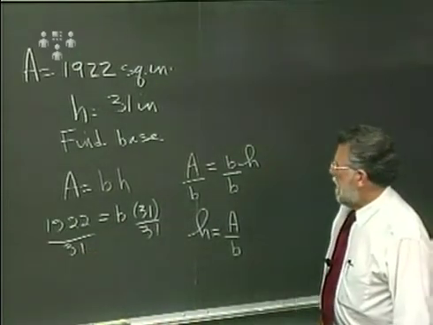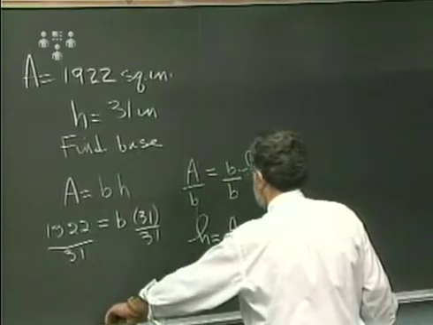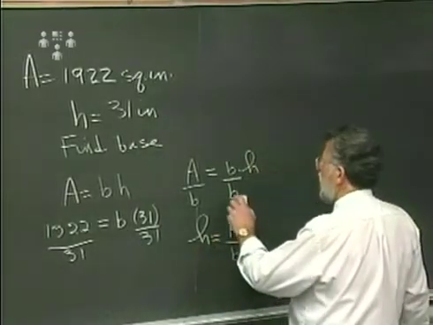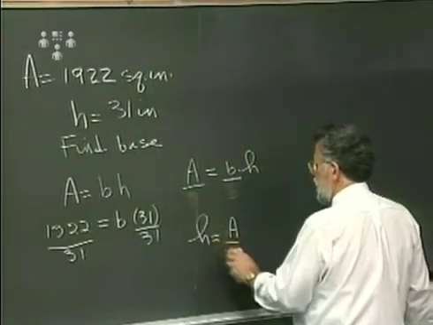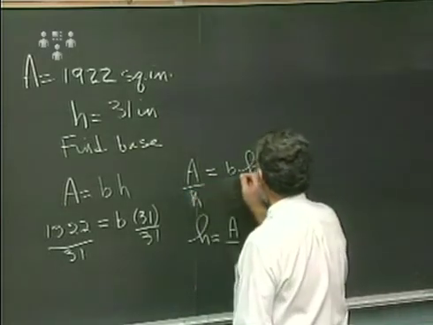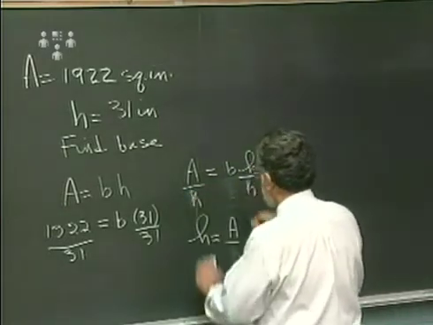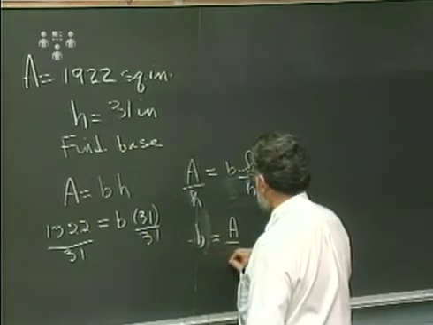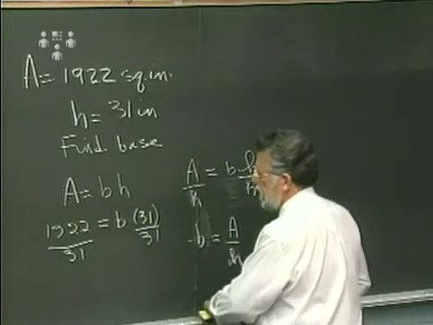Didn't I want H, or I wanted B? Not. That right? Solve for the base. So I didn't divide by the right thing. Divide by H. So if I divide by H, then B is equal to A over H, which is what I had.